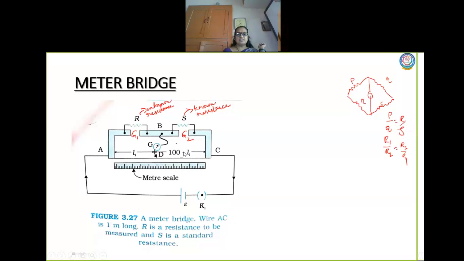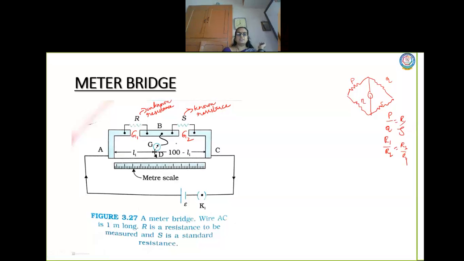And what about the resistance of this? This is 100 minus L1 into R. As I told you, if this length is 30 centimeter, then 100 minus 30 will be 70 centimeter. So 100 minus L1 into R will be the resistance of this DC. Is it clear? So the portion DC of the wire has a resistance R into 100 minus L1. The portion AD of the wire has a resistance R into L1.